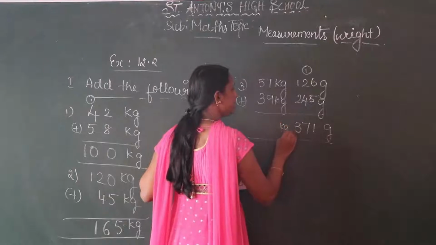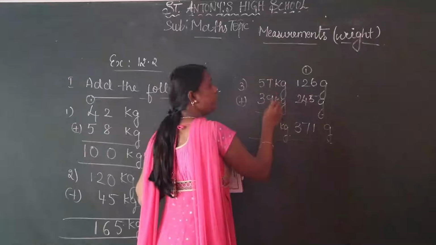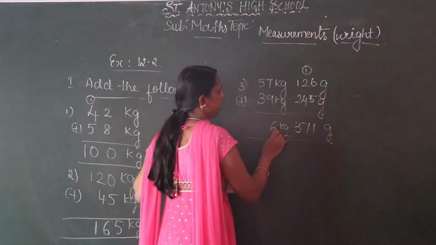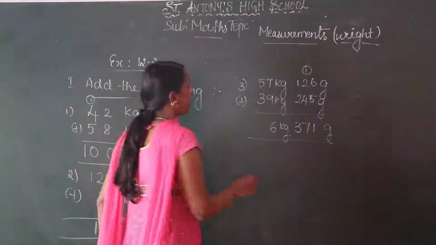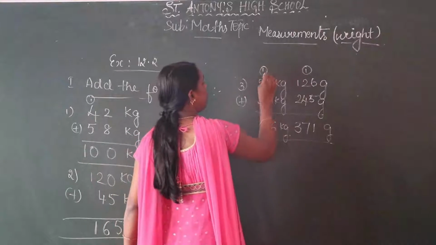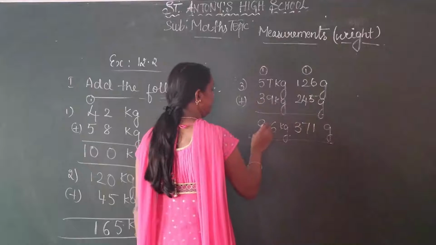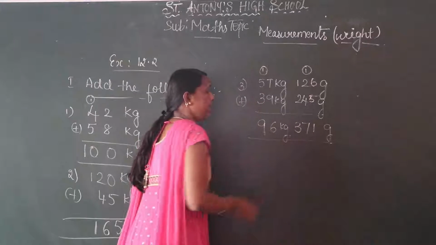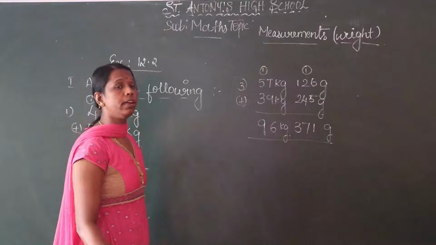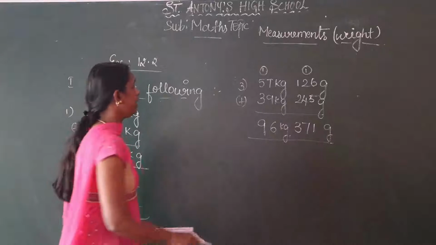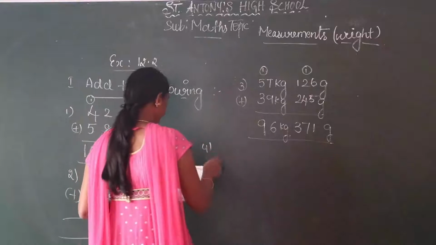Here write down kg. 7 plus 9 how much? 16. For 16, 6 you can write here. 1 carry, 1 plus 5, 6, 6 plus 3, 9. Final answer is 96 kg 371 grams.